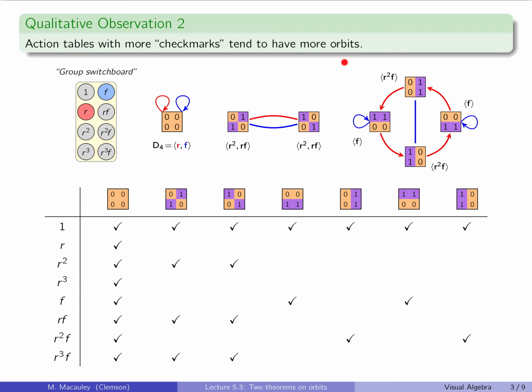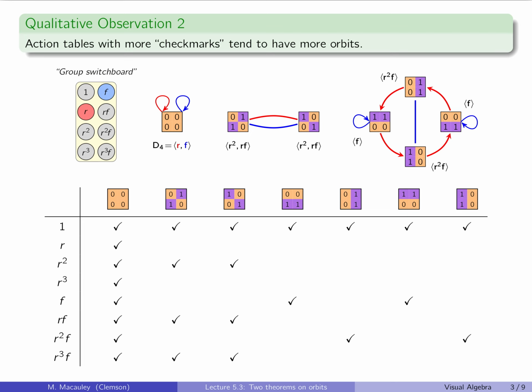And if there are not very many check marks, that means if we start somewhere and press a button, we're more likely to go somewhere else. That is going to cause the orbits to merge. Whereas if we have lots of check marks, that's going to cause the orbits to be fragmented, and there should be more of them.